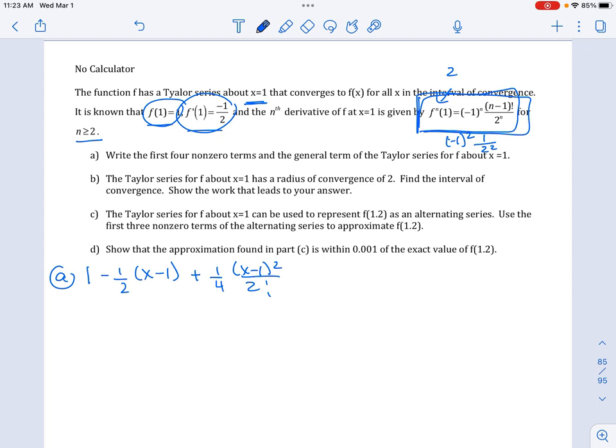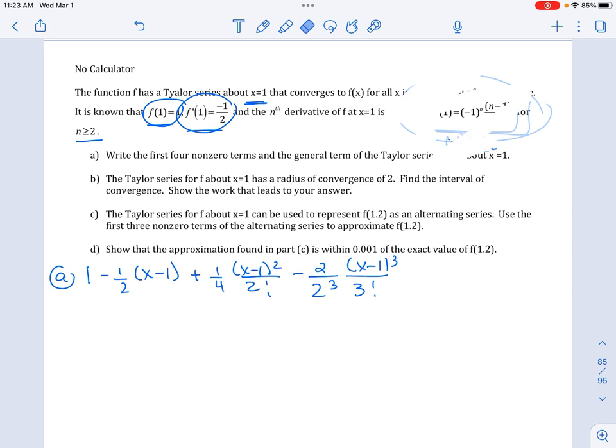And then I need the third derivative, so I'm going to do the same thing. I'm going to plug in 3 for n, and if you do that, you should get -2 over 2 cubed, and then I'm going to have x minus 1 cubed over 3 factorial. So there's my first four non-zero terms, and then I want the general term.